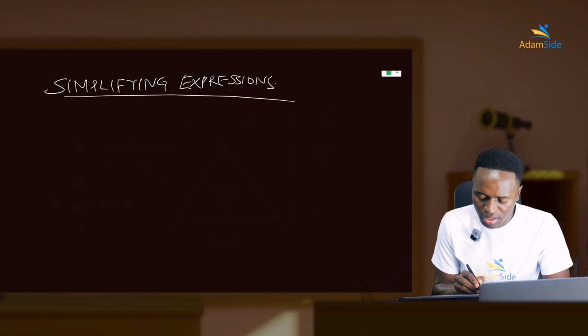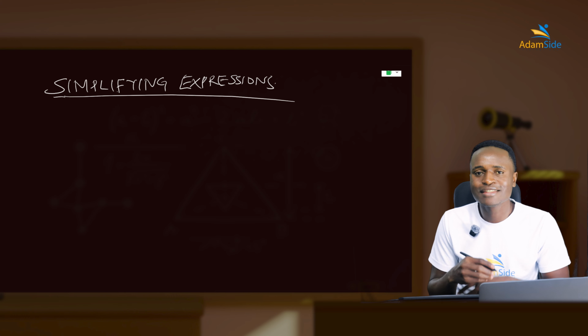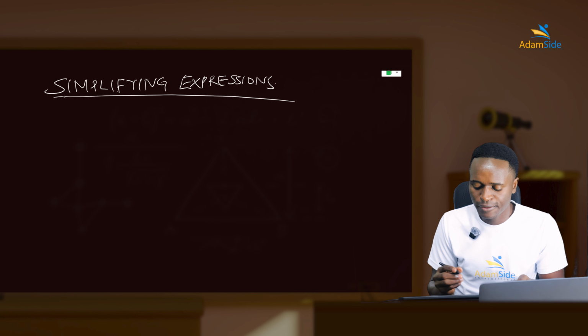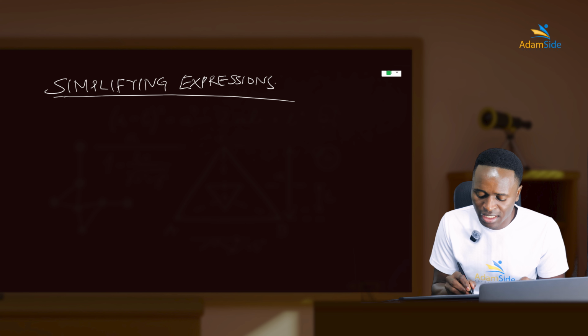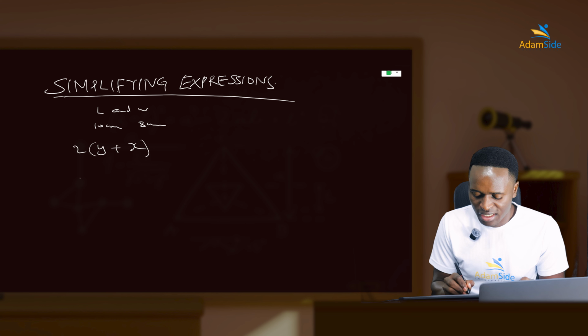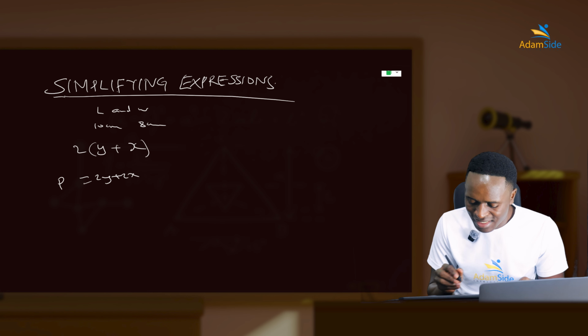So we know an expression. An expression is a way of representing numbers using letters. That's my own way of explaining it. For example, if you're supposed to use the length and width of a rectangle, instead of saying 10 centimeters and 8 centimeters, you can say the length is y centimeters and the width is x centimeters. If you're asked to find the perimeter, we say 2y plus 2x, which is the total perimeter of your rectangle. So this is an expression.